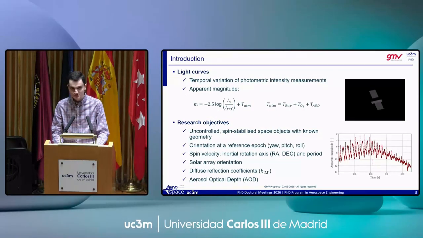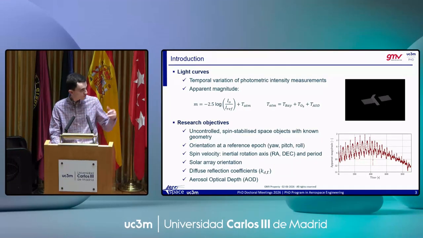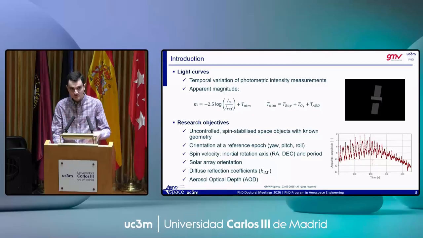The objective of this work is to estimate object parameters using light curves like the one you see there, which show the temporal evolution of the irradiance recorded by a sensor as the object rotates and moves along its orbit. In particular, we want to estimate the orientation at the reference epoch, the spin velocity, the solar array orientation, which is crucial because it is normally a huge surface, the diffuse reflection coefficients of all the materials, and an atmospheric parameter called aerosol optical depth, which changes a lot with weather conditions.